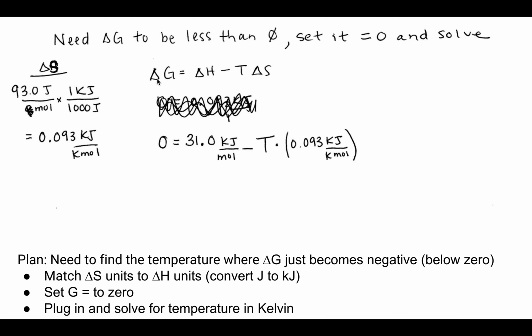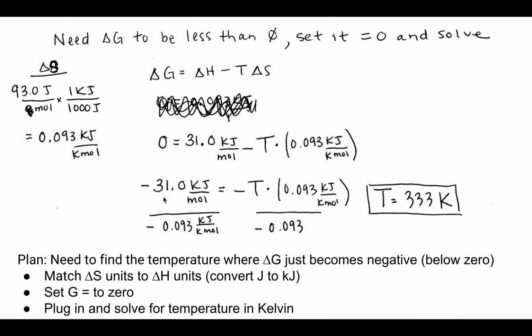And then delta G equals delta H minus T times delta S. So I'm setting delta G equal to 0. I'm plugging in delta H, which we said was 31 kilojoules per mole, subtract T multiplied by S with kilojoules as my unit, 0.093. Then I'm just going to solve algebraically for T. So I'm going to subtract 31.0 from both sides and divide.